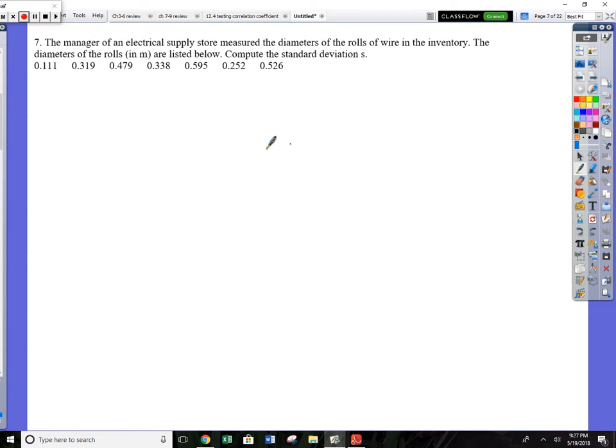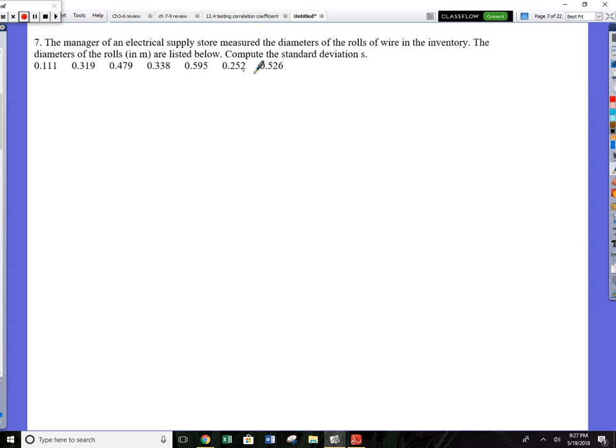Okay, this is the one I want to do. So the manager of an electrical supply store measured the diameters of the rolls of wire in the inventory. The diameters are listed below. Compute the standard deviation. Okay, so let me look at my paper.